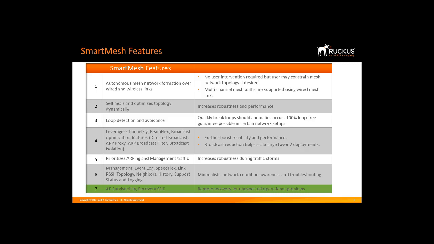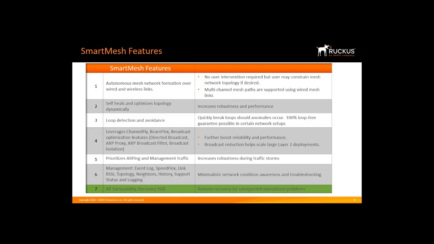The sixth feature of SmartMesh is that management traffic associated with event logging, speedflex, link RSSI, topology reporting, neighbor history, and support status are forwarded within the SmartMesh. This reporting improves network management, network operations, and helps with troubleshooting.